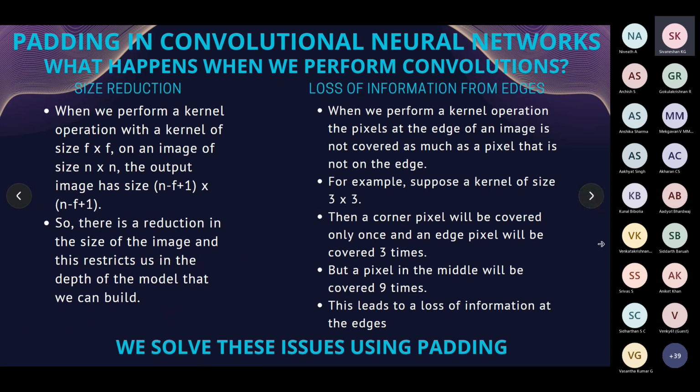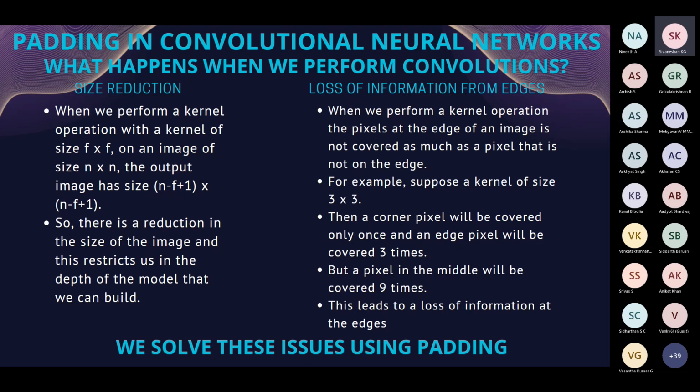Yeah, so there's something called padding in neural nets when we do a convolutional neural network. There are two things that happen when we perform convolution. One is, suppose you had an image, and when you perform a kernel operation, its size would reduce. This size reduction restricts the number of layers you can build, because after a particular number of layers, you can't perform any more convolutional operations.